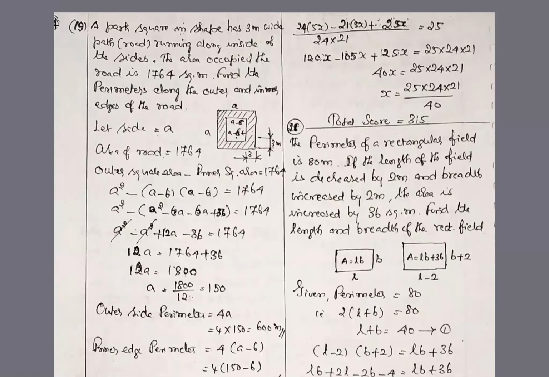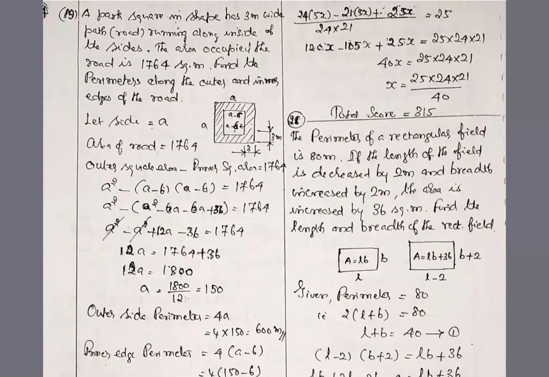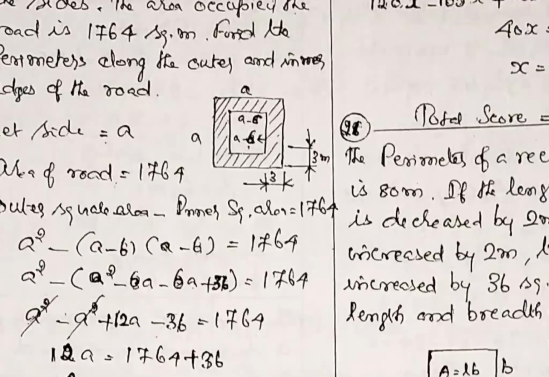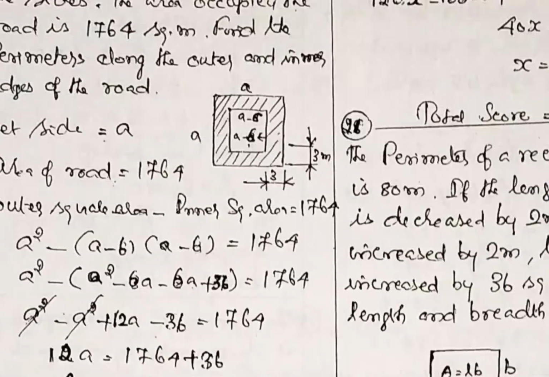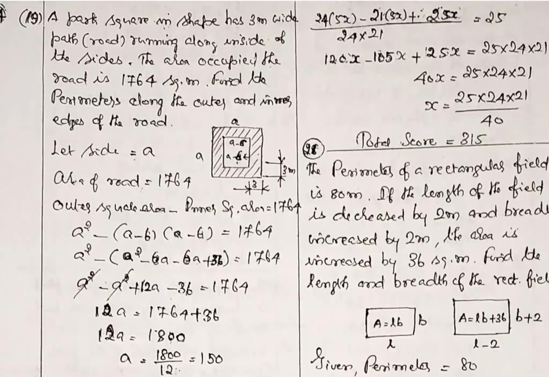So problem number 19 is again the same. A park, square in shape, has a 3 meter wide path running along inside. The area occupied by the path is given; find the perimeter along the outer and inner. So first you have a square shape, and inside is the square-shaped park. Outside, one road runs along all the sides. They want to find the perimeter of the outer and inner squares.